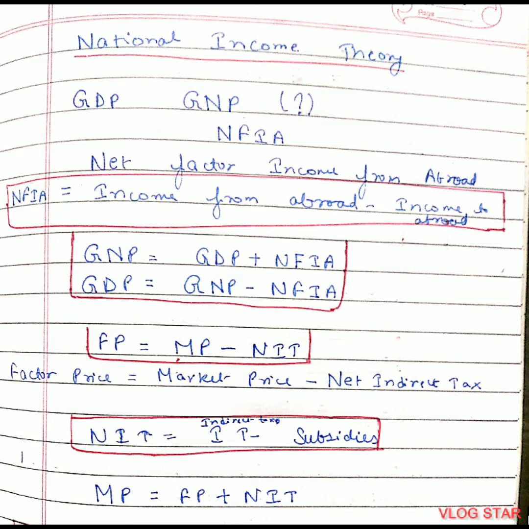Then comes our factor price, or you can call it factor cost, that is equal to market price minus net indirect taxes. The formula is FP is equal to MP minus NIT. And NIT, that is net indirect taxes, that is equal to IT minus subsidies, indirect taxes minus subsidies. And market price is equal to factor price plus NIT, net indirect taxes. Formula is MP is equal to FP plus NIT.